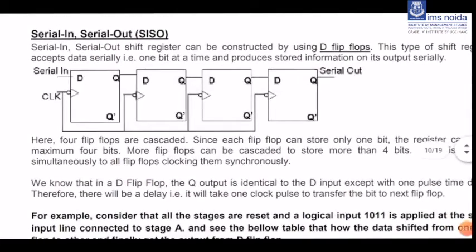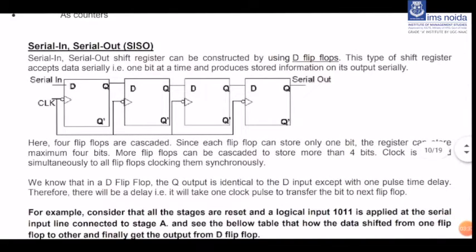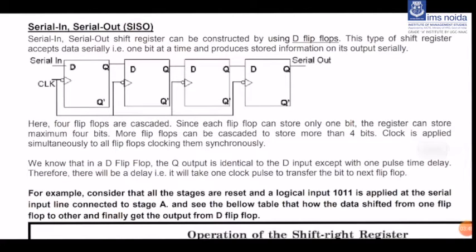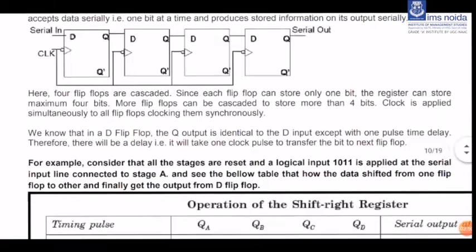A serial in, serial out shift register can be constructed by using D flip-flops. When we have only one input, we have to use either a D flip-flop or a T flip-flop. This type of shift register accepts data serially, that means one bit at a time, and produces stored information on its output serially.